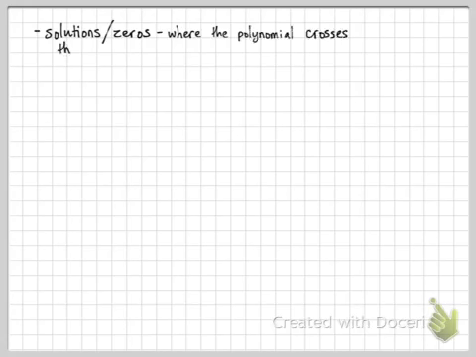One last term. The solutions, also known as the zeros of a polynomial. These are the points where the polynomial crosses the x-axis. And these are very interesting points.